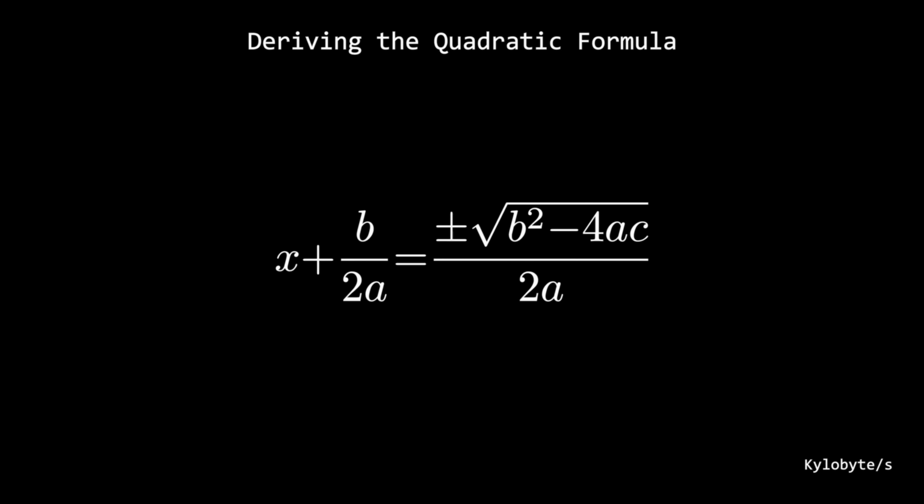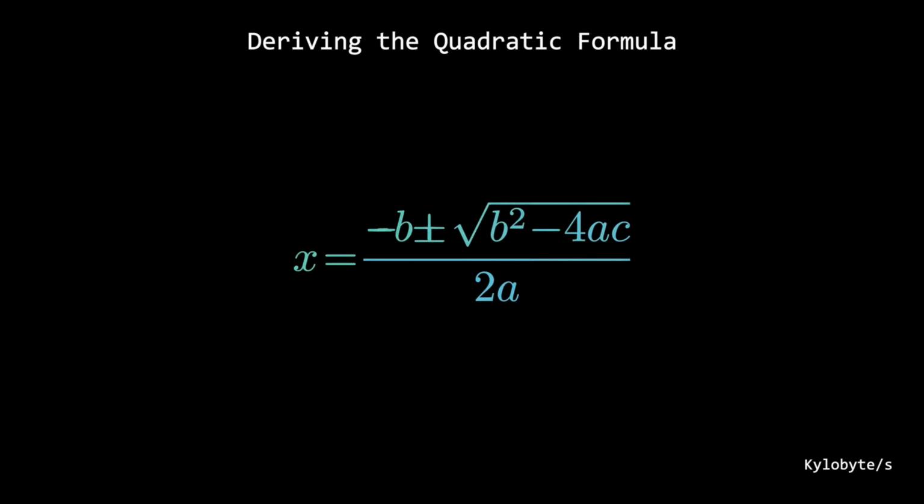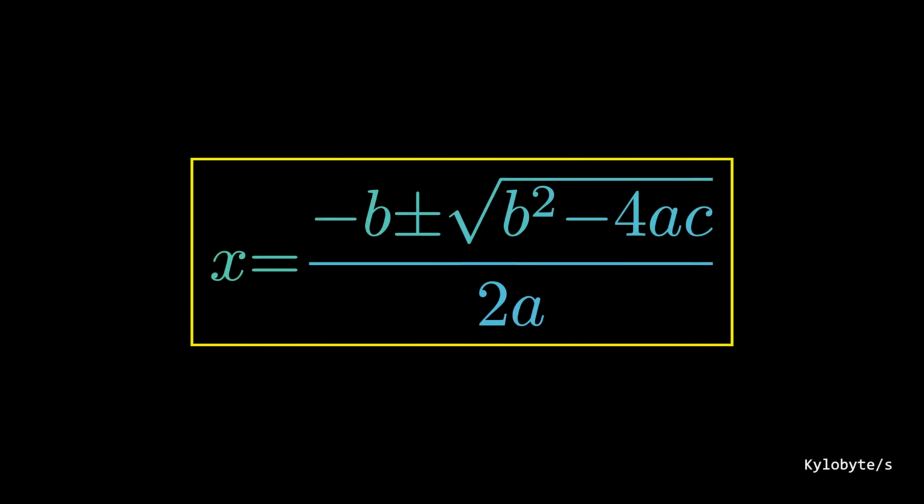Now, we take the square root of both sides and we're left with x plus b over 2a equals positive negative square root of b squared minus 4ac all over 2a. For the last step, we just subtract b over 2a from both sides and we get that x is equal to negative b plus or minus square root of b squared minus 4ac all over 2a. And there we have it, the quadratic formula that we are all familiar with.